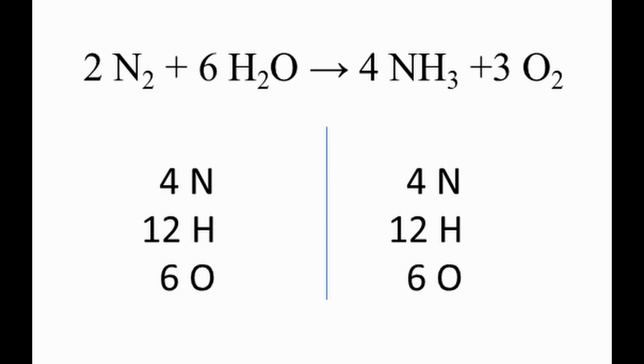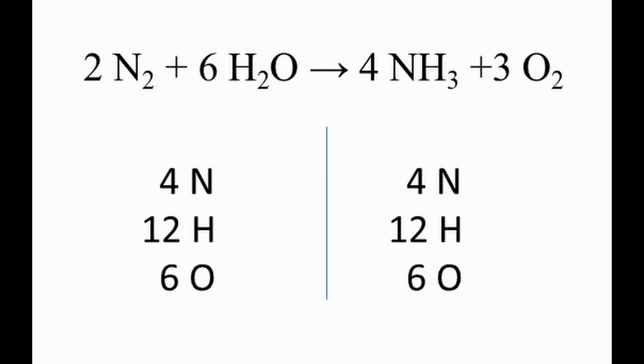Likewise for the hydrogen H atoms. On the left side of the equation, we can count 12 moles of H atoms. On the right side of the equation, we can count 12 moles of H atoms in the ammonia. 4 times 3 equals 12.